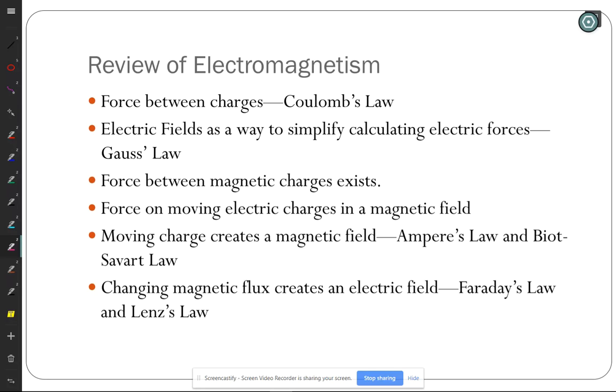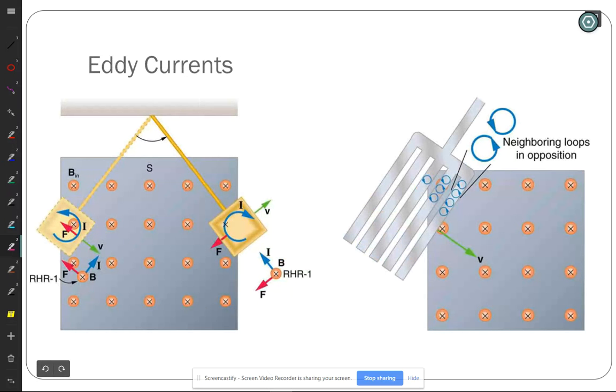Now we're going to apply that to some odd situations. And the first one is what we call eddy currents. And I like to start this with no discussion except for an experiment. So here I have a copper tube. Copper is a metal, it's a conductor, but it's not magnetic. Here I have two things that look the same. They are not attracted to the copper here.